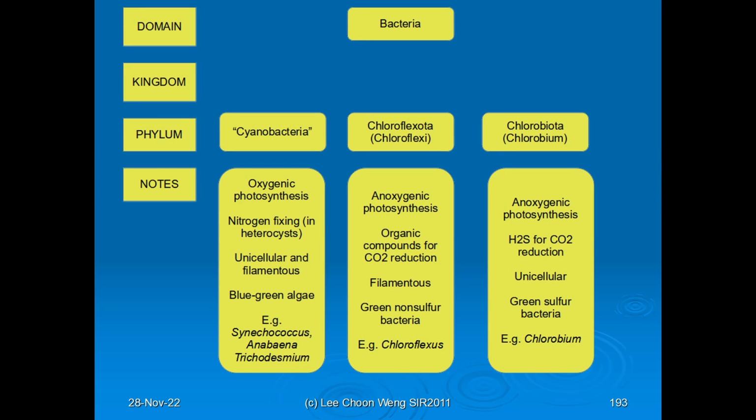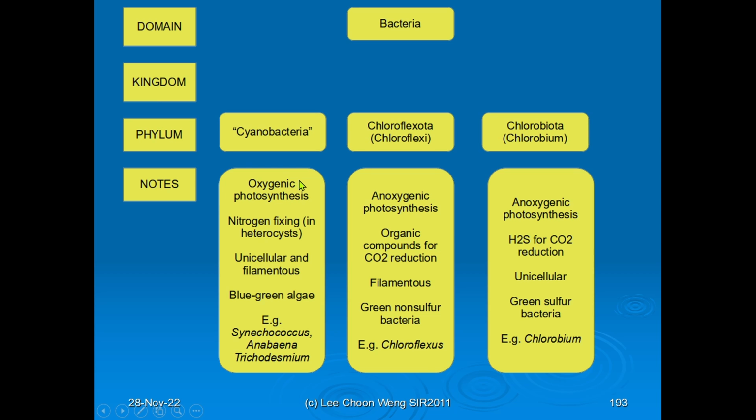Here we'll be looking at several phyla that are important in photosynthesis. Although we do not usually use Gram staining for the identification of these bacteria, they all stain as Gram negative. And in this slide we'll show the main differences among the different phyla.